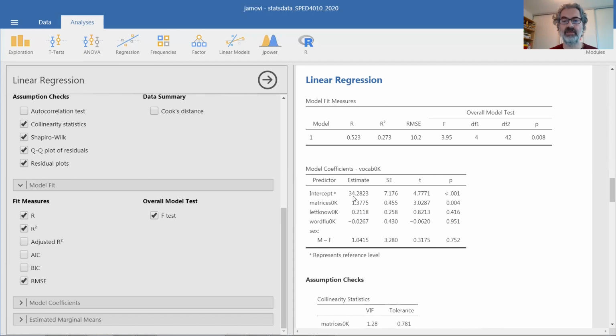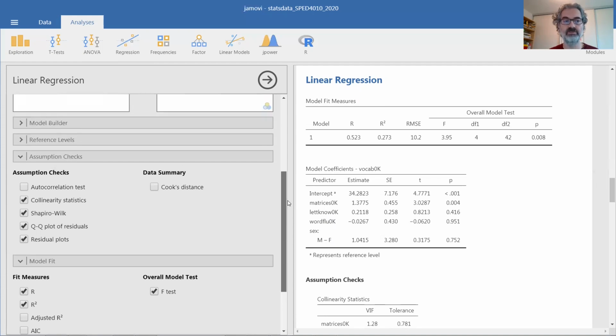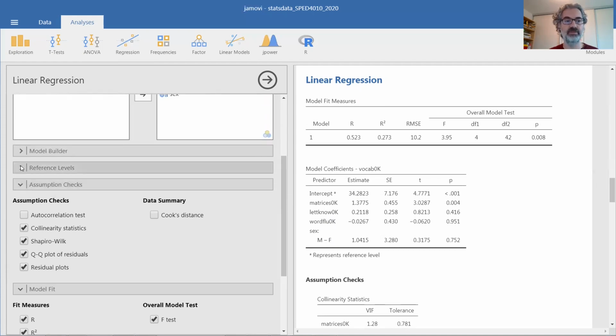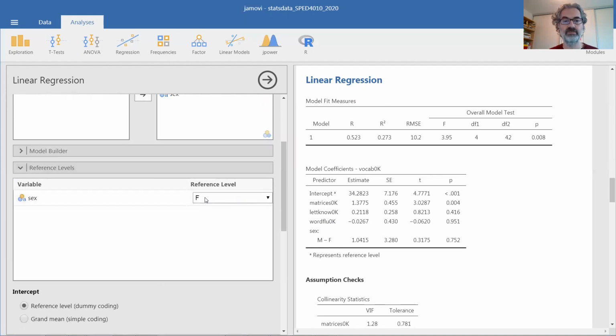And the meaning of the intercept, this 34, is the predicted vocabulary score for a hypothetical child that has a 0 value in each of these predictors. So 0 score in matrices, 0 letter knowledge, 0 word fluency, and 0 sex. And if you want to see what 0 sex means, you have to look at the reference level. So 0 is the child who is female, so a girl, corresponds to 0.